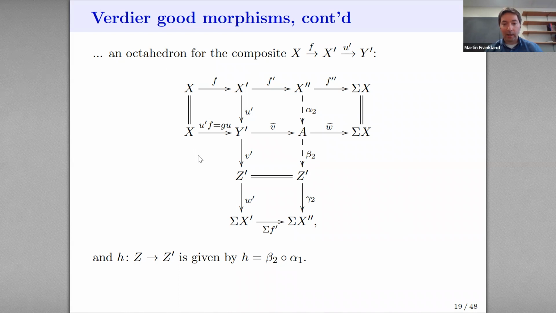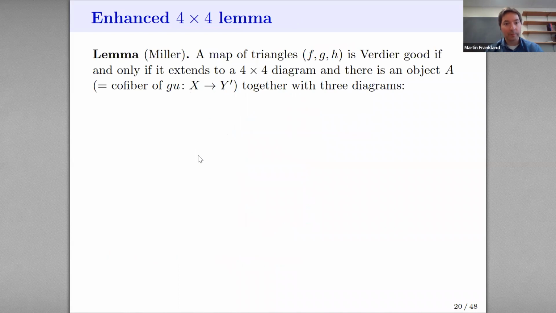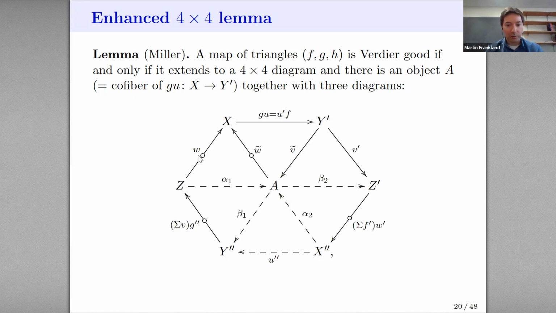All right, and by Verdi's argument, we're saying that if a map is Verdi good, then it is middling good. It can be extended to a 4x4 diagram. That's the reason that he introduced this construction. And it was pointed out to us by Haynes Miller that you can algebraicize this condition. A map is Verdi good if and only if it extends to a 4x4 diagram and it satisfies a few more equations.